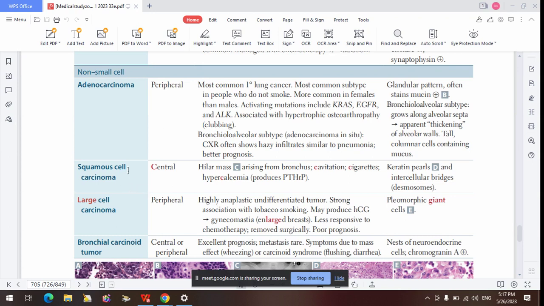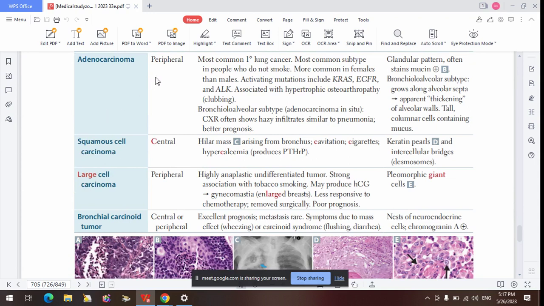So let's go to the squamous cell. Squamous cell is central, just like our small cell. It presents with a hilar mass. That's where they can cause obstruction at the main stem bronchus. So you can see they arise from the bronchus. That's why they are called central. They cause cavitation. So you just see an area of necrosis within that lung, which can be filled with gas. So that's a cavity. That cavitation is very predominant with squamous cell carcinoma, within that perihilar region of the lung.